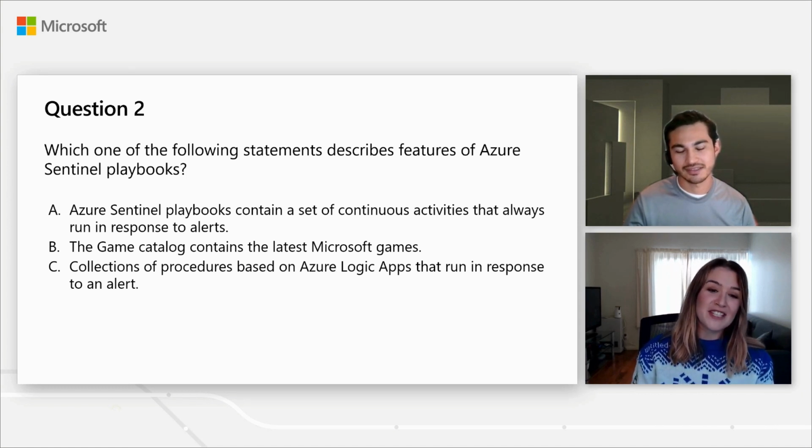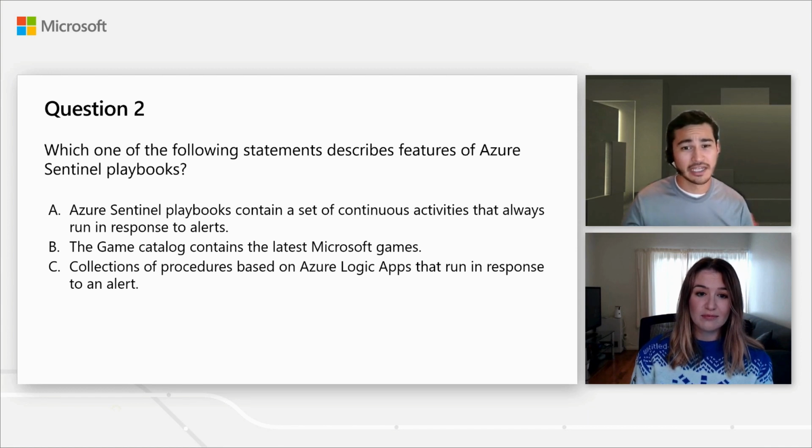And then we have for C, collections of procedures based on Azure Logic Apps that run in response to an alert. So I think definitely it's between A and C here. What do you think, Jordan? Any thoughts? Yeah, so I'm just thinking about efficiency, I'm thinking of budget, and A scares me. That it is constantly running and constantly analyzing, for every alert out there, I just look at A as an expensive solution. Yeah, I think so. I'm going to go with C.